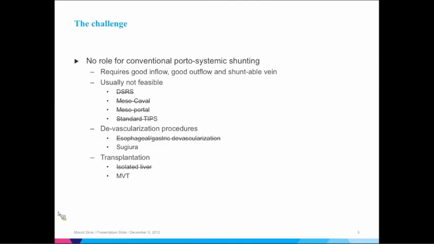And I crossed out simply devascularization, not because it can't be done, but because they're notoriously unsuccessful, being complicated by rebleeds. And we will talk briefly about the modified Sugiura procedure that we do.